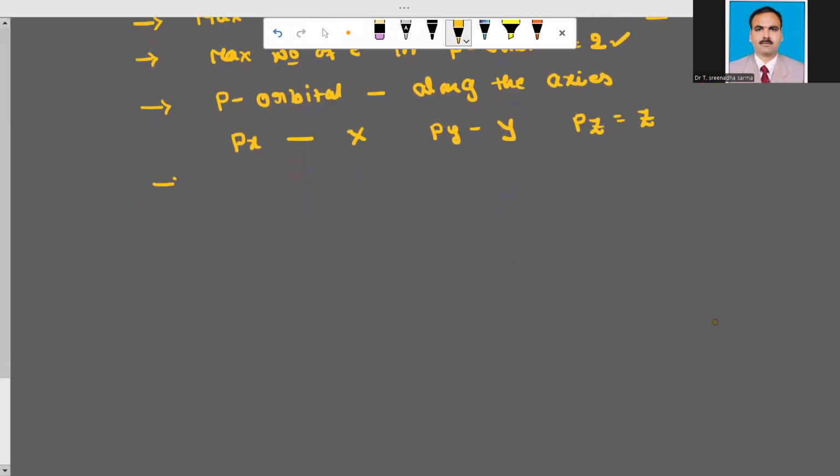P orbital shape is dumbbell shape. A dumbbell shape is like this. It has 2 lobes.